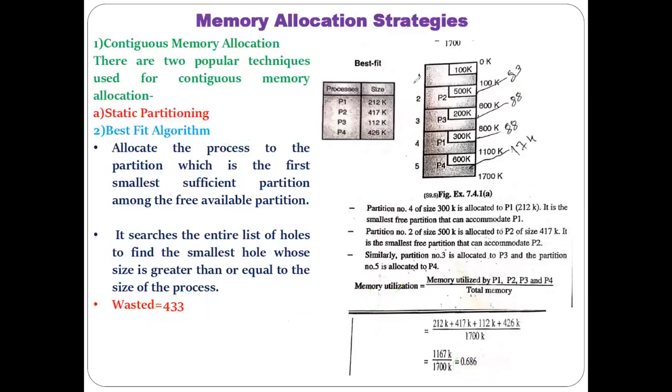I hope you have understood the best fit algorithm, using which we can choose the particular partition for a particular process within a memory. Here we allocate the process to the first smallest sufficient partition among the free available partitions. The operating system searches the entire list of holes, or blocks, or partitions, to find the smallest hole whose size is greater than or equal to the size of the process. Here you can see the wasted space is less as compared with first fit. That is the reason it is better than the previous first fit strategy.